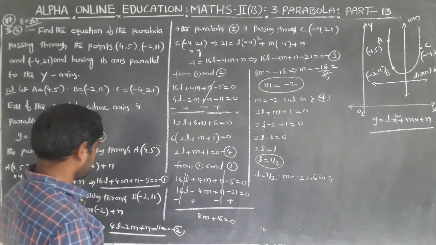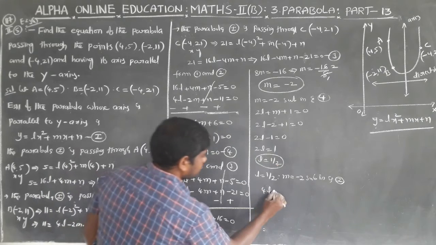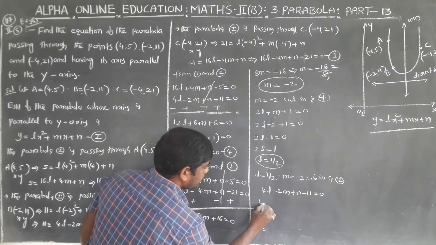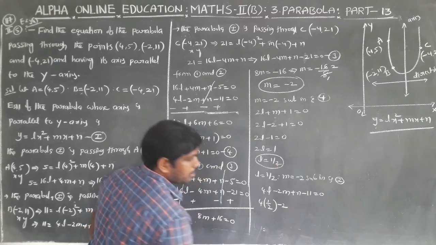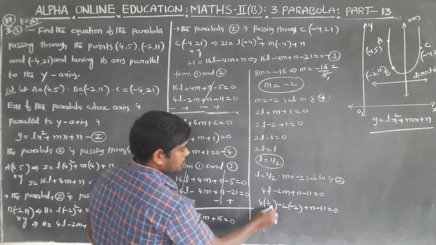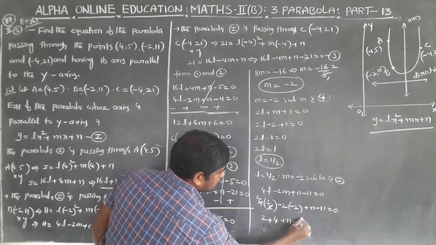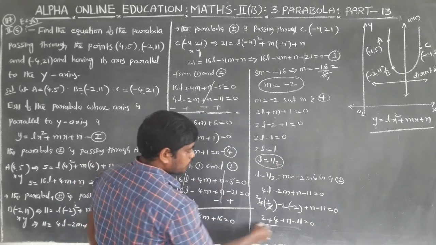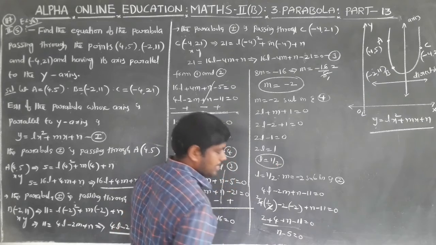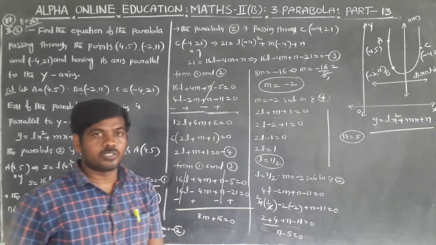Substitute in equation number 2. Equation number 2 is 4L minus 2M plus N minus 11 is equal to 0. 4 into L (1 by 2) minus 2 into M (minus 2) plus N minus 11 is equal to 0. 2 ones are 2, 2 twos are 4, minus into minus plus 4, plus N minus 11 is equal to 0. 2 plus 4 is 6. 6 minus 11 means minus 5, plus N is equal to 0. Therefore, N is equal to 5.